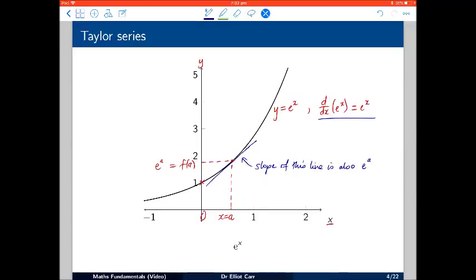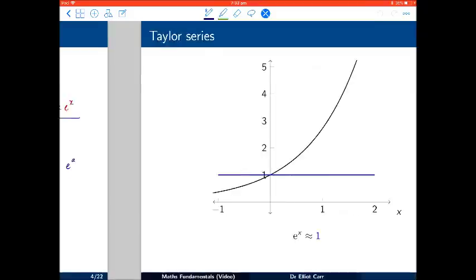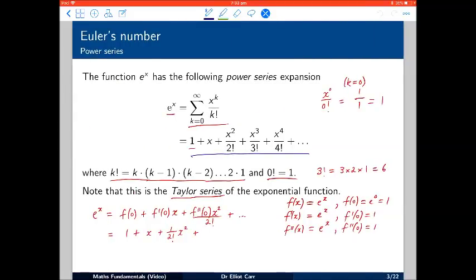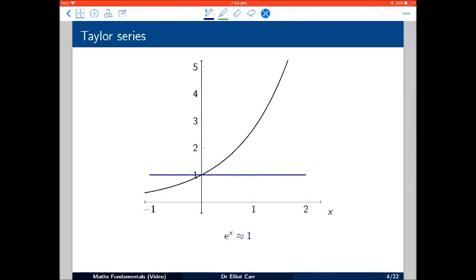Okay, so we can look at taking the first few terms of this power series expansion. I can approximate e to the x by just the first term of this power series, so I can approximate it by just the value of 1. I get a good approximation at x equals 0.